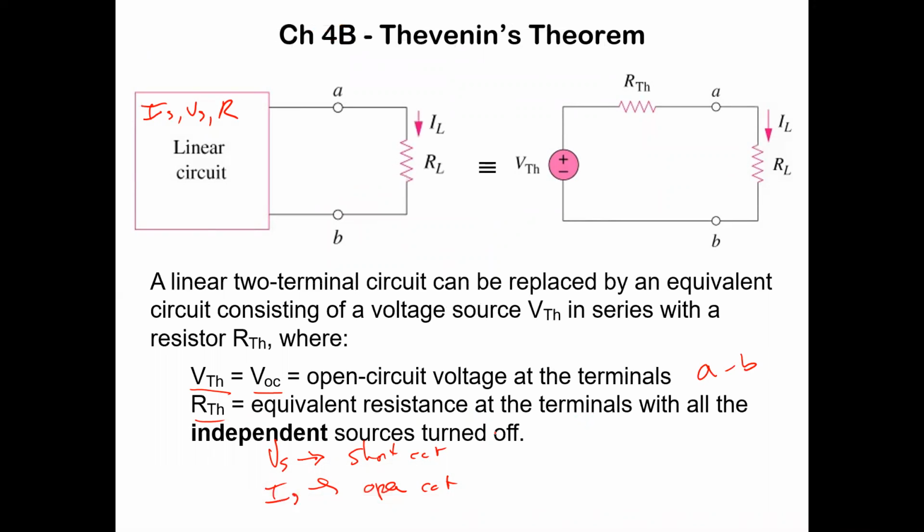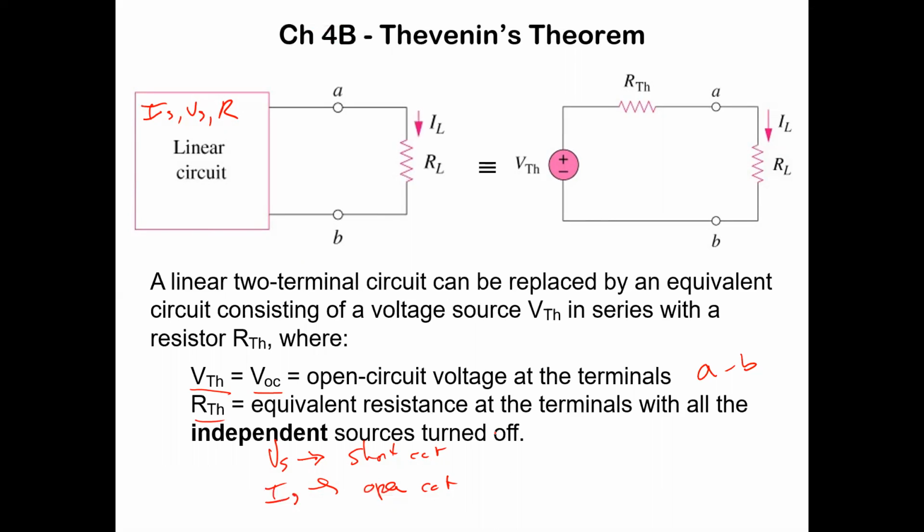Those terminals are completely arbitrary. You have to be told at what two terminals to do the Thevenin equivalent. If you choose a different point in the circuit to do that, you'll get a different equivalent circuit. It's really dependent on where you're looking at it. And we find our Thevenin resistance the easy way.